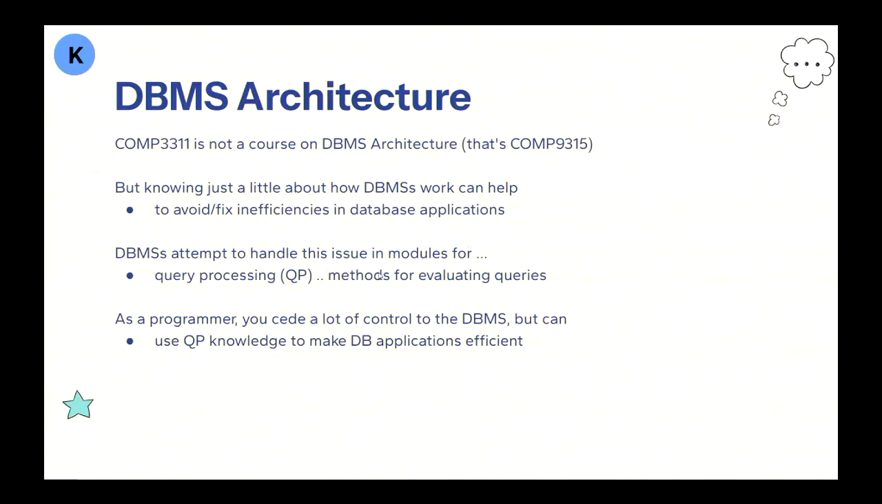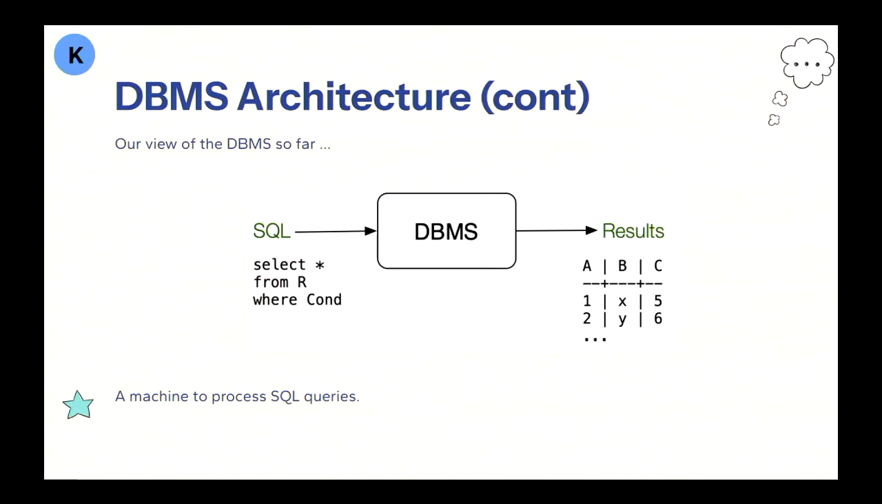So DBMS is trying to handle this efficiency issue of the user-provided query with a module called query processing. And it has several methods for evaluating queries. And you can use this knowledge to make your application more efficient. So this is our view of DBMS so far. What we have learned is to write SQL queries and give them to the DBMS and get the results. But what we don't know is what's happening inside the DBMS. So now let's learn what's happening inside.